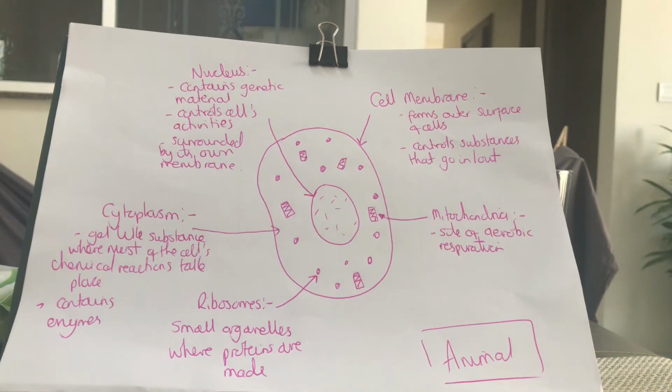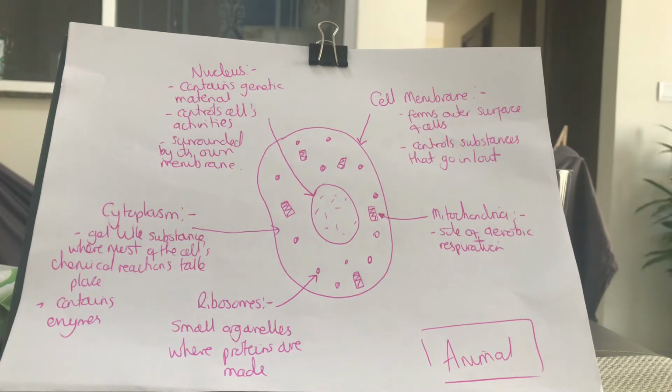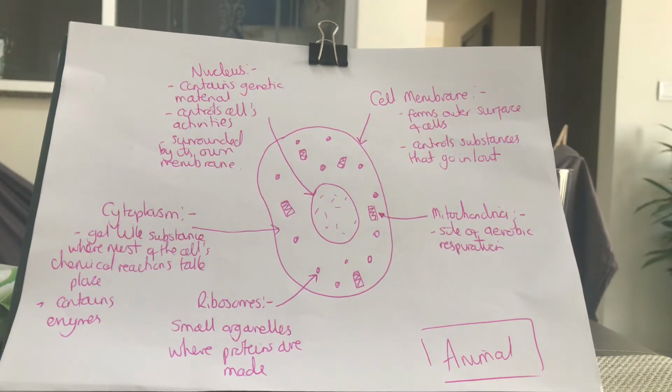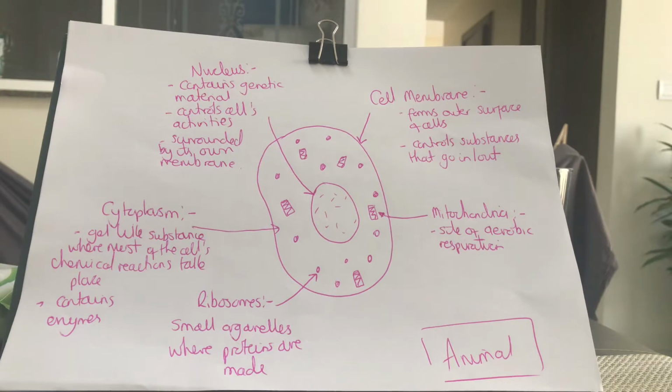Hello everyone, so just a quick video to talk you through the differences between animal and plant cells and the different cell organelles, so there's different structures that we find within those cells. So I'm going to start off with the animal cell because it's perhaps the slightly more familiar one and it has slightly fewer organelles than a plant cell.